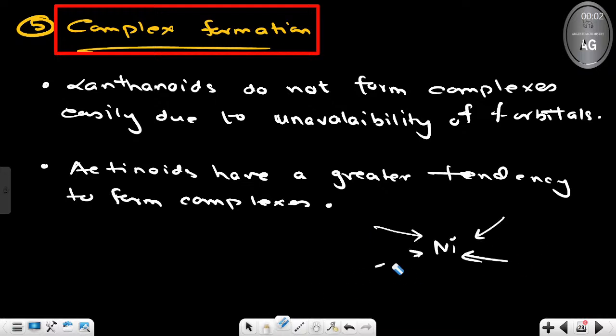So lanthanoids can form complexes with chelating ligands, but actinoids have a greater tendency and can form complexes with pi bonding ligands only. For the normal ligands that are available, actinoids will form with pi bonding ligands only. But lanthanoids will form with chelating ligands. That will lead to the next topic.